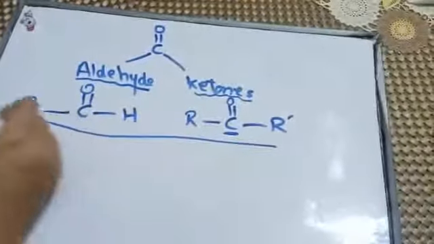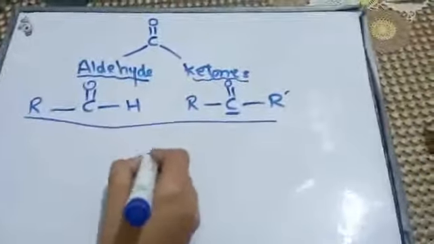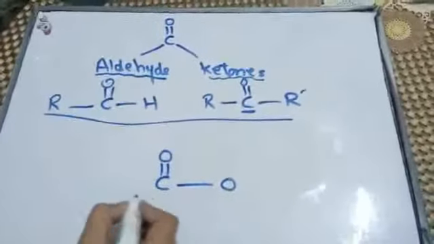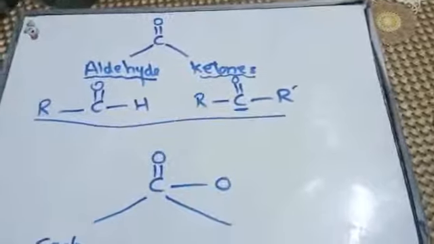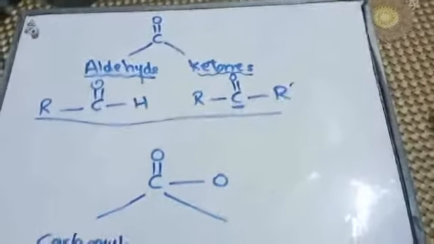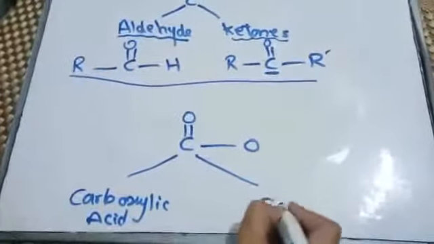And after this we are having another functional group that is known as the carboxyl group. From the carboxyl group we are also having two functional groups. One is known as the carboxylic acid and the other is known as the ester.